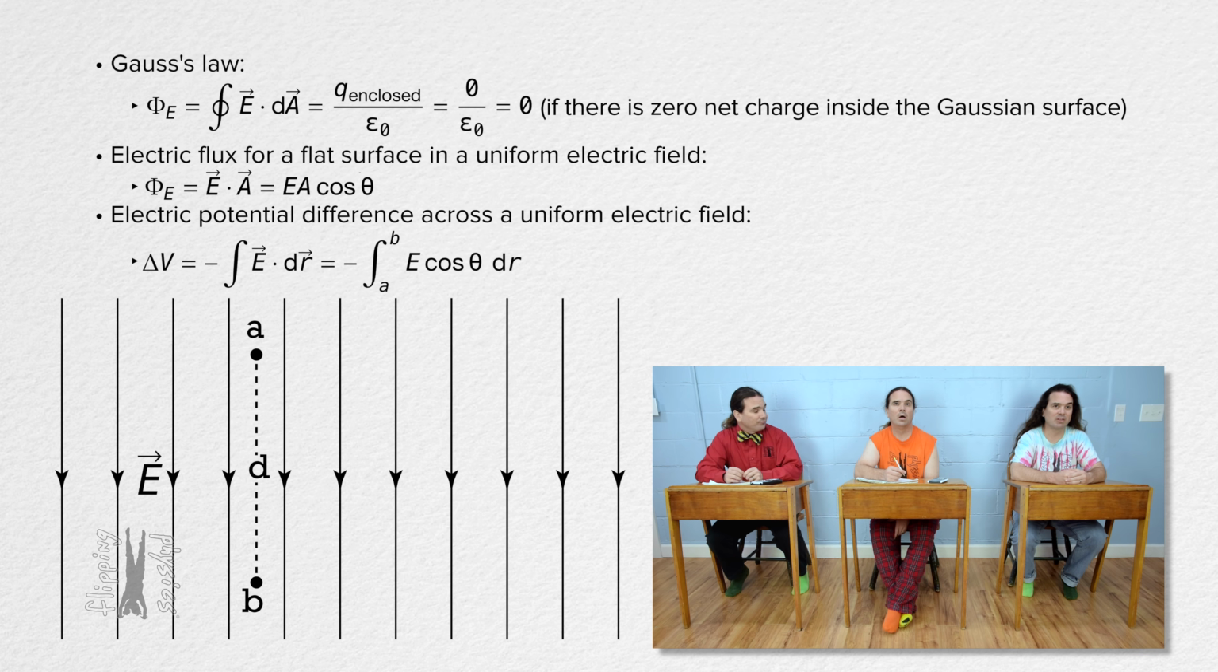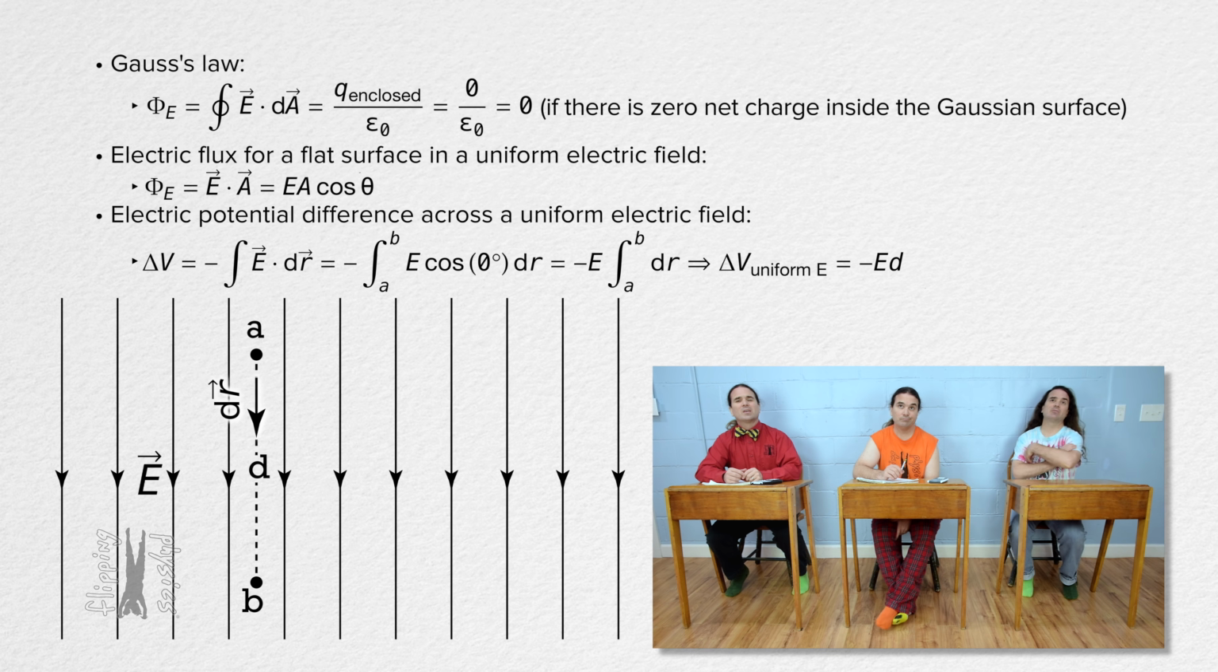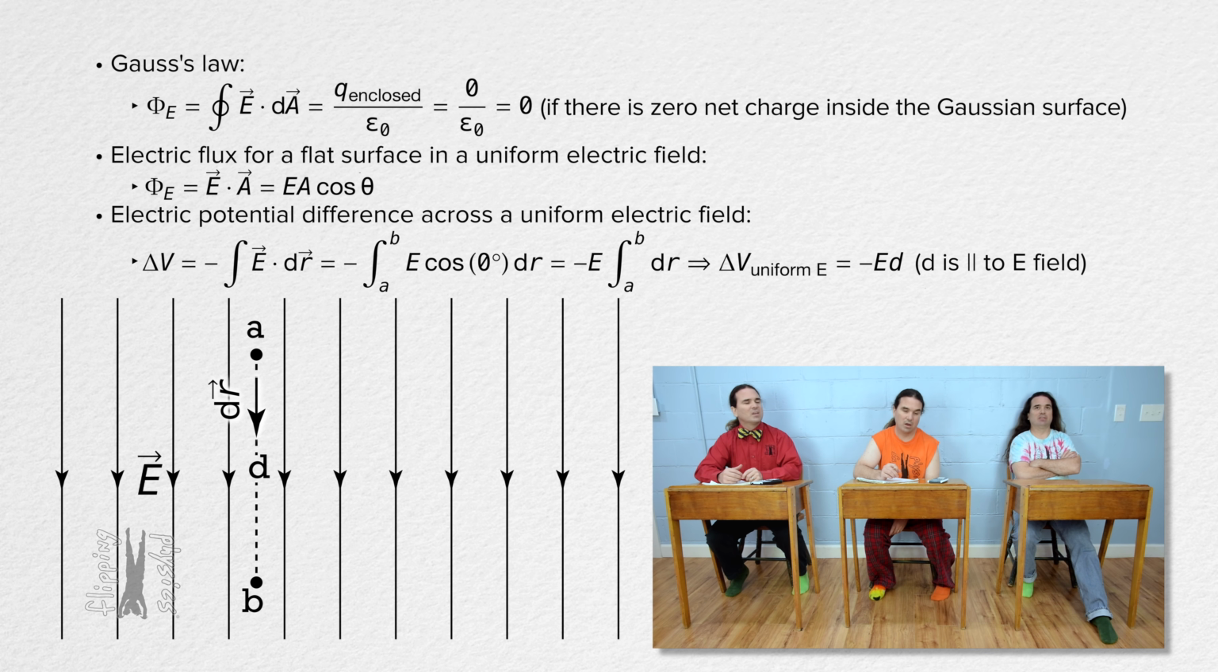We can use electric field times cosine of theta times dr in the integral, and we know the angle between the direction of the electric field and the infinitesimal displacement dr is always 0 along distance d. The cosine of 0 is 1. The electric field is uniform over the distance and can be taken out from the integral. Therefore, the electric potential difference across a uniform electric field equals the negative of the electric field times distance d, and distance d needs to be in the direction of the electric field.